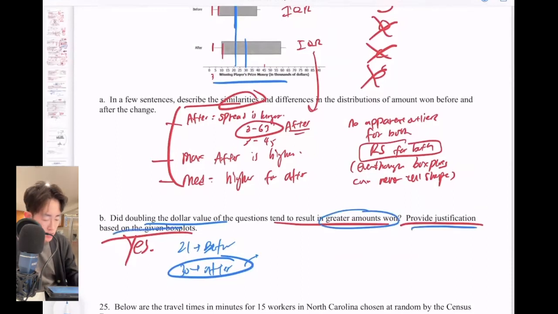Provide justification could be because people are greedy and they want more money. And so the maximum has increased, the median has increased. The second half of the 50%, they earn a lot more money. And so there's going to be huge variability there, a huge amount of numbers. So that is what you would say for proving the justification.